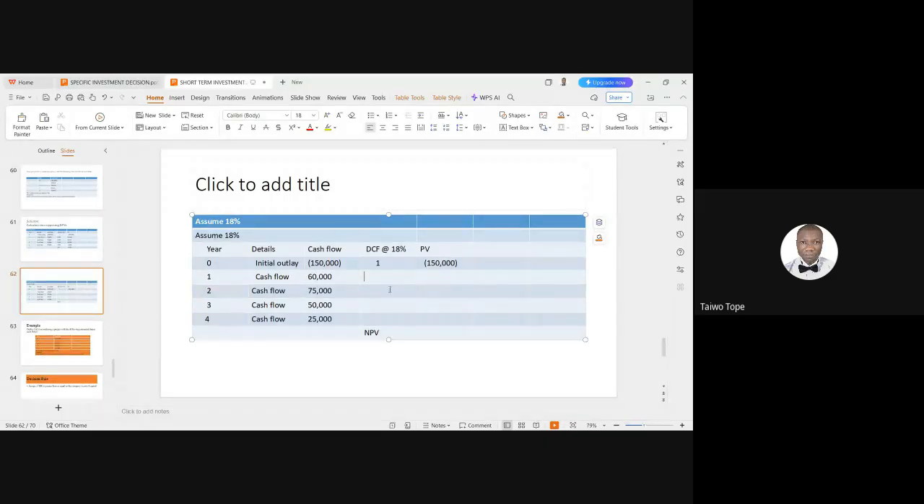So for year 1, using 18%, your discount factor will be 0.847. Multiply by 60,000, we have 50,820.